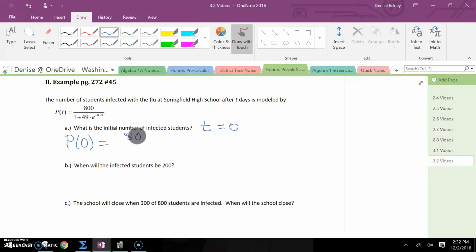So we have 800 over 1 plus 49 times e to the negative 0.2 times 0. So the e to the negative 0.2 times 0 will become 1. So we have 800 over 1 plus 49. So we have 800 over 50. So when we simplify that, we get 16. So 16 students.